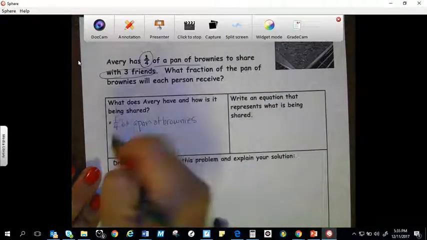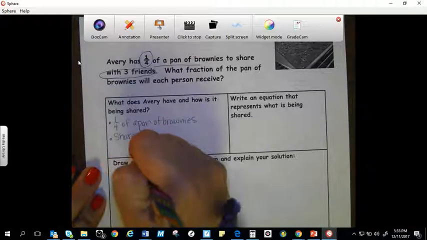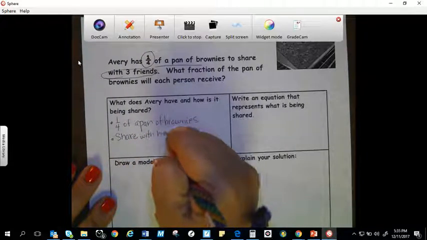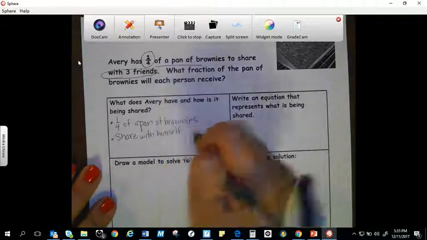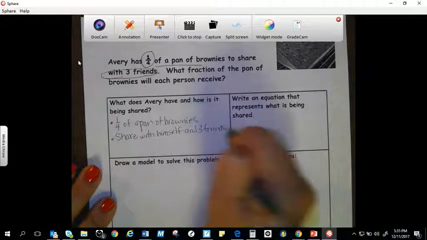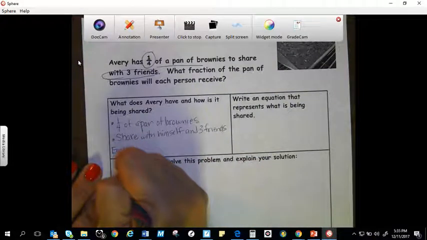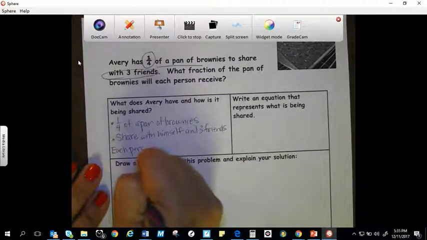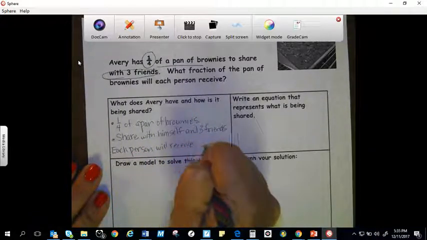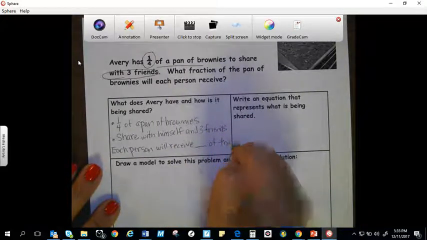And how is it being shared? He's going to share with himself and 3 friends. What fraction of the pan of brownies will each person receive? Each person will receive blank of the pan of brownies.